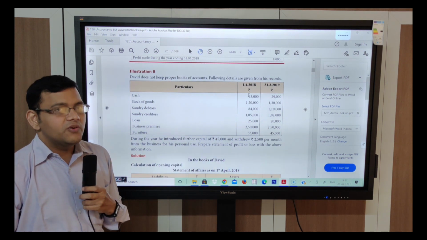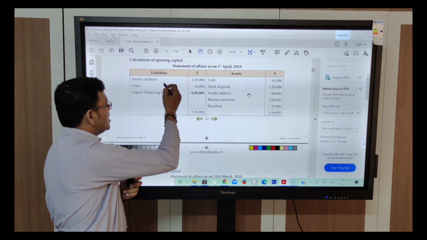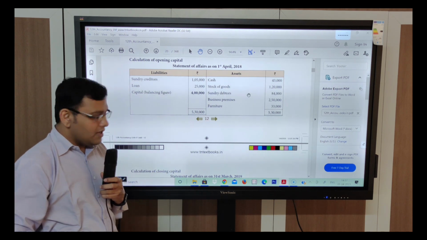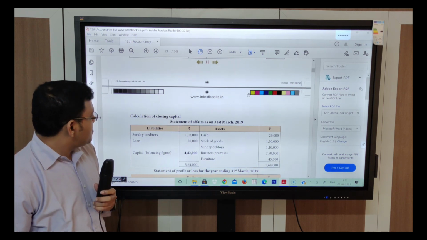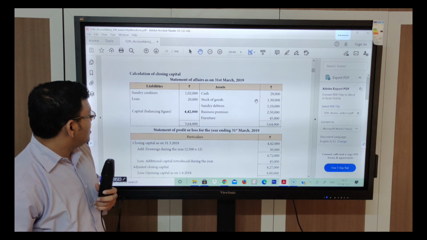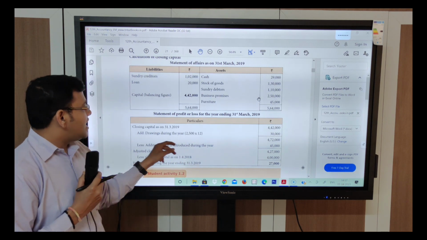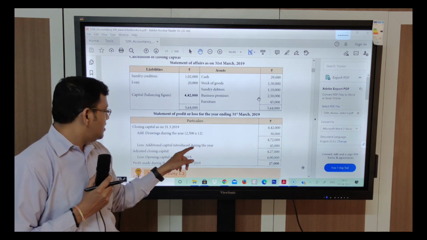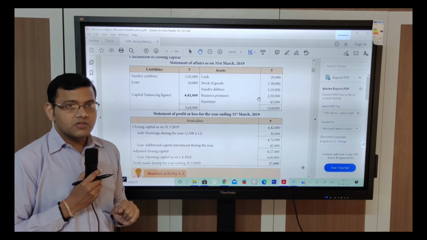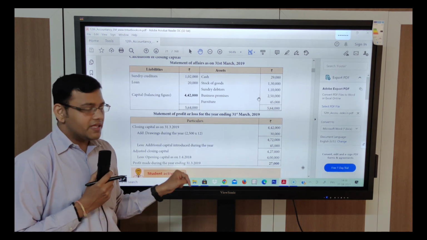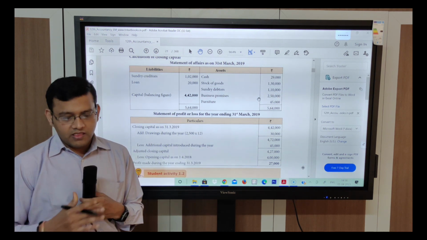So same way we will find out the capital. See over here, we'll put the assets and liabilities and find out the balancing figure which is the capital, and from there we'll work out the statement of affairs, and you will find the capital balance over here which is the closing capital. So the closing capital is how much? 4,42,000 from this format, and we'll add the drawings, which is 2,500 into 12, and we'll subtract the additional capital which is introduced during the year, and that will be the adjusted closing capital. And so you'll subtract the opening capital of 4 lakhs, and that will give the profit which is required, which is 27,000.